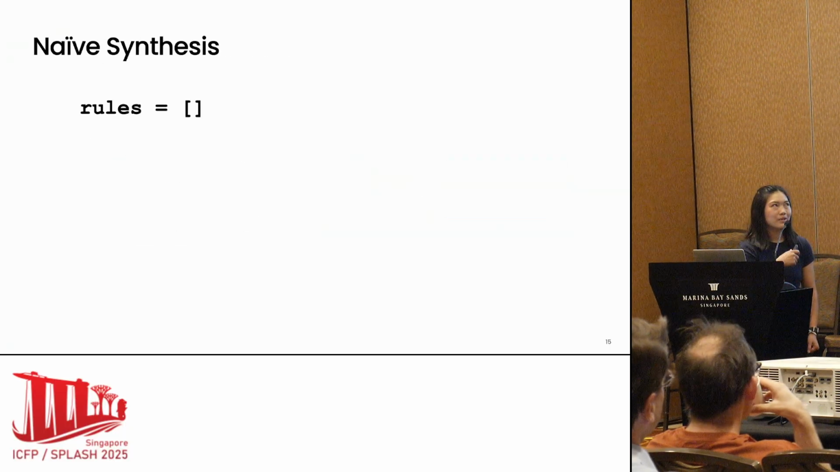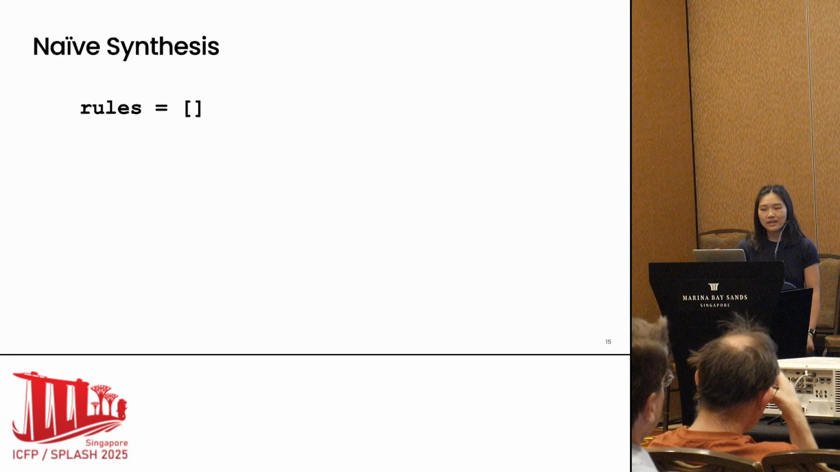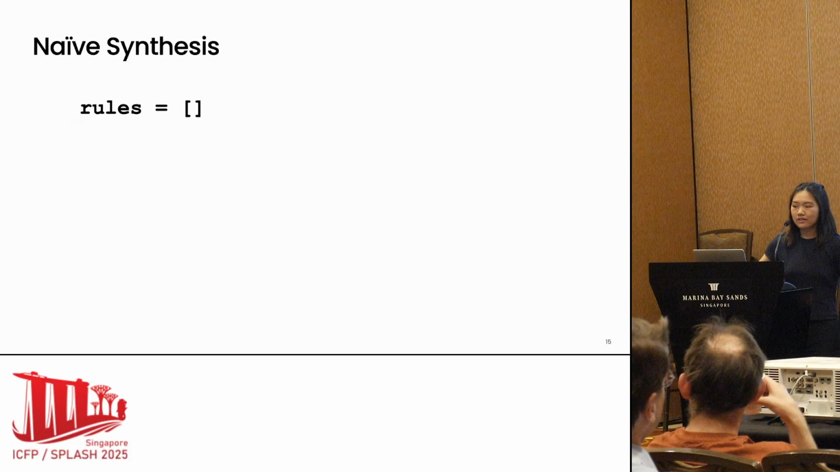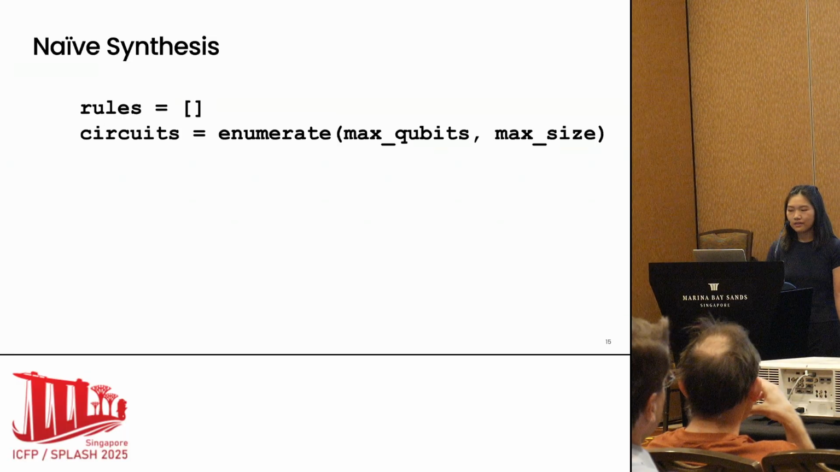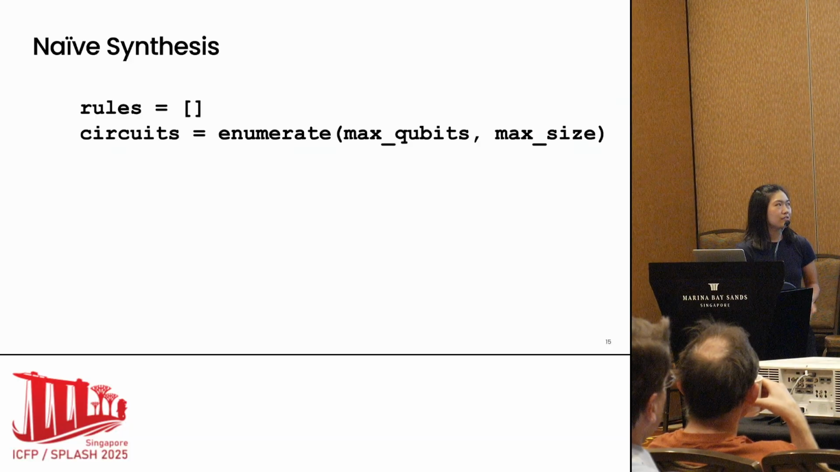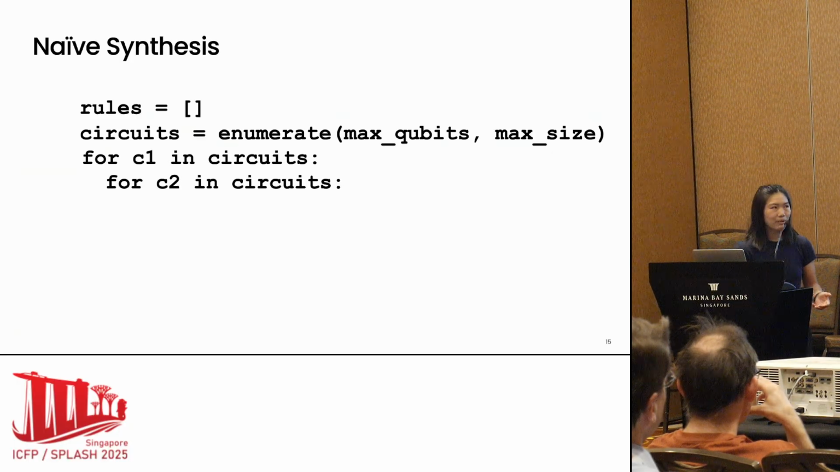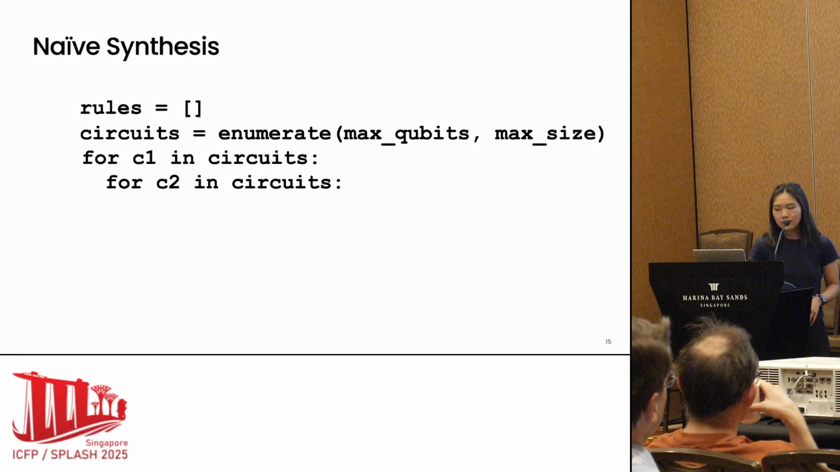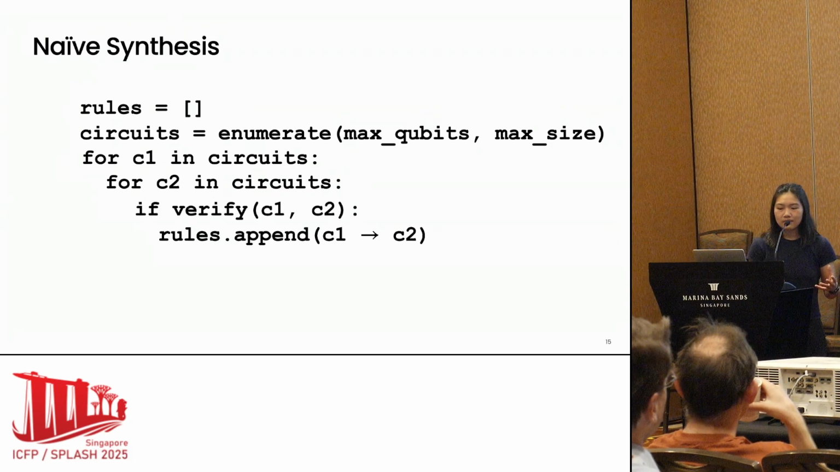And so how might we go about this? Well, the naive algorithm would be to start off with no rules and then just enumerate all the circuits I can possibly have given this grammar and some bounds on the size. And then once I have this set of circuits, I'm looking for pairs because a rewrite rule has a left hand and a right hand side. And then if they're equivalent, then we'll add it to our rule set.